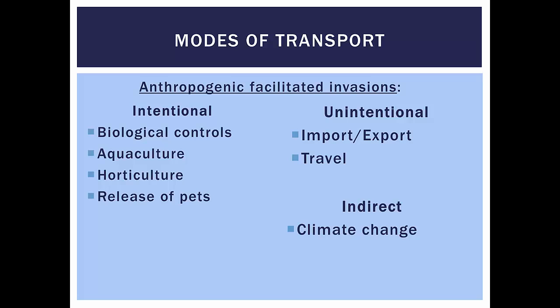The first one I'm going to talk about, some intentional introductions, is biological controls. Biological controls are both the best and the worst idea that wildlife managers have ever had. There's a lot of examples of species being introduced to control a pest or another invasive, and then they end up causing more damage than the original pest would have by itself. Some examples that come to my mind are cane toads in Australia and the mongoose in Hawaii, which killed off almost half of Hawaii's endemic bird population.